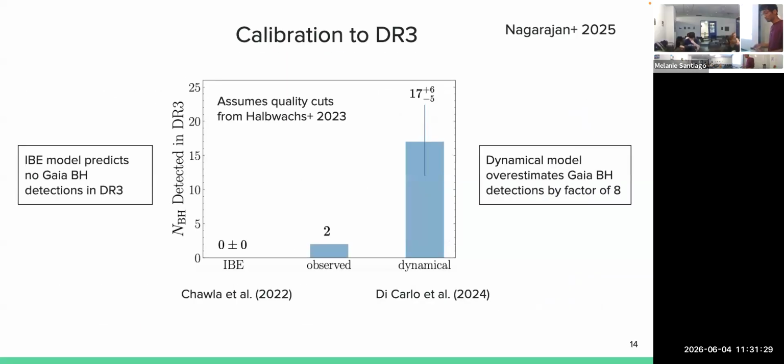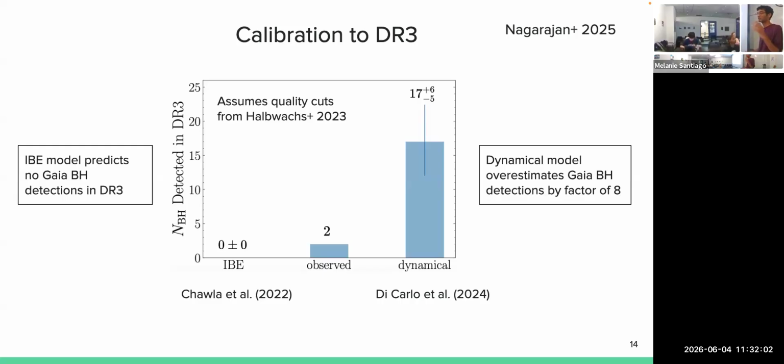And so let's just look at the results from DR3. And here we can see we observed 2 systems. And as you might have expected from my earlier discussion, IBE basically fails to predict any kind of Gaia black hole. So this is the improved estimate from what was originally there in the paper. Meanwhile, the dynamical model, which essentially was designed as an alternative to actually produce Gaia black holes, ended up being over-optimistic and overestimating the number of detections by a factor of 8.